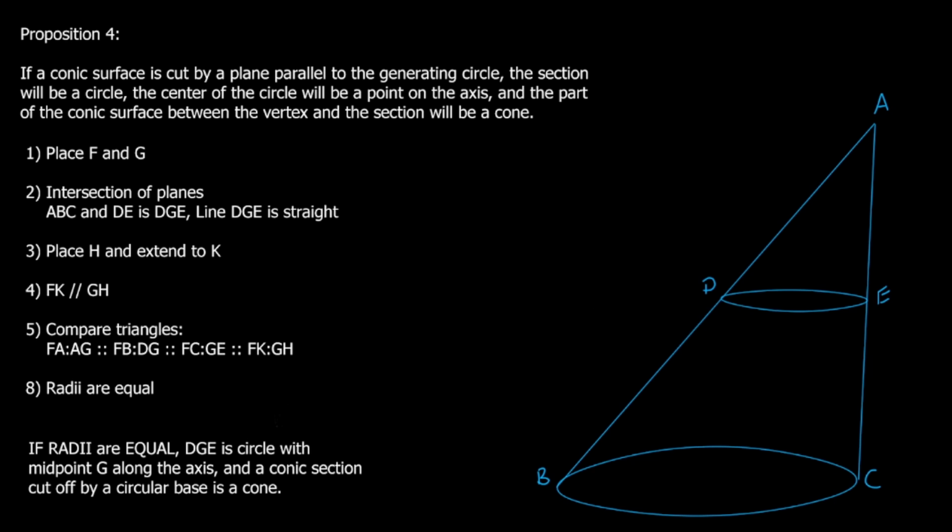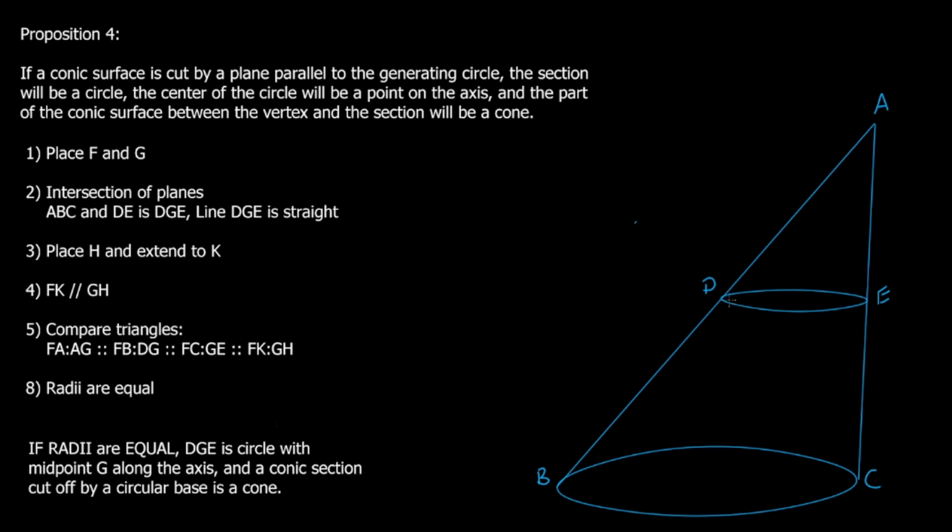Proposition 4. If a conic surface is cut by a plane parallel to the generating circle, the section will be a circle, the center of the circle will be a point on the axis, and a part of the conic surface between the vertex and the section will be a cone.